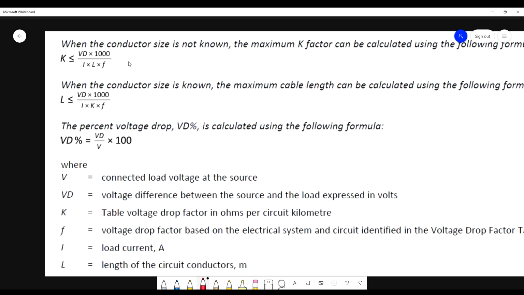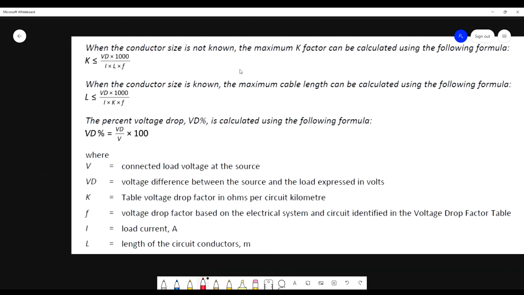When the conductor size is not known, so you don't even know what size you need, the maximum K factor can be calculated using the formula. So you would calculate the K factor, which then would tell you the minimum size conductor required. To use that formula, you've got to know how much voltage will be dropped on that circuit, times 1,000, divided by the current that will be drawn on that circuit, the length of the circuit, and the voltage drop factor. We'll talk about what this is in a second.